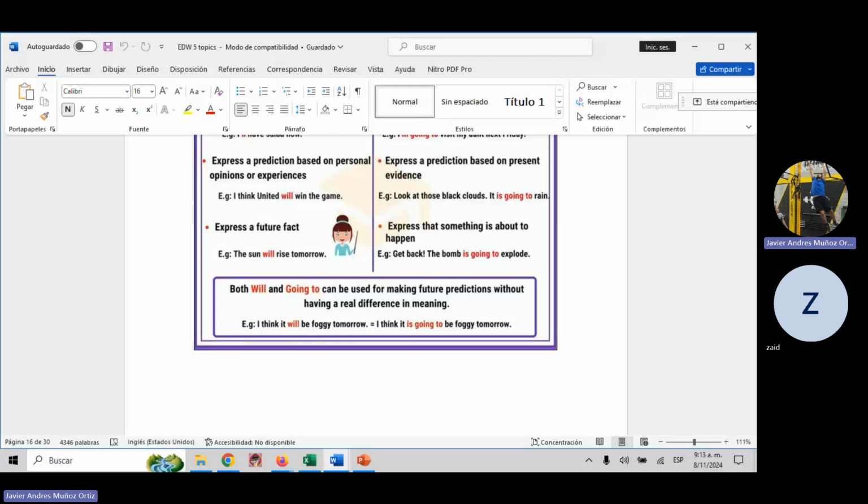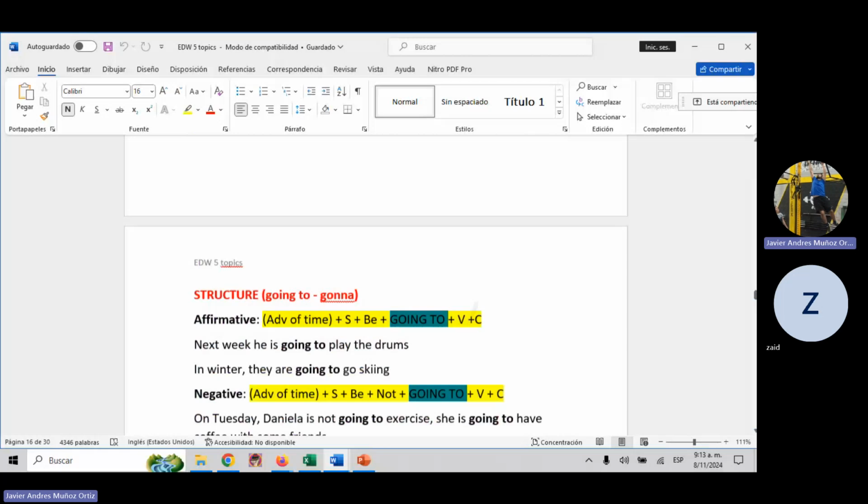So in general terms, we could say, I think it will be foggy, or I think it's going to be foggy, and there's no significant difference between both expressions, ¿vale? So let's go with the structure.